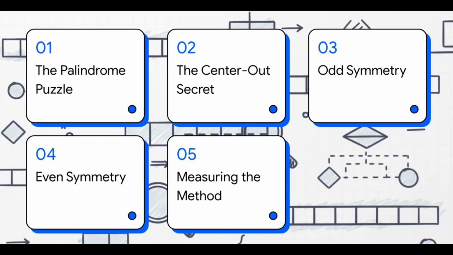So here's our game plan. Our investigation is going to follow 5 key steps. First, we'll define the palindrome puzzle. Then, we'll uncover the center-out secret. After that, we'll dive into investigating both odd and even symmetry. And finally, we'll measure just how good our method really is.